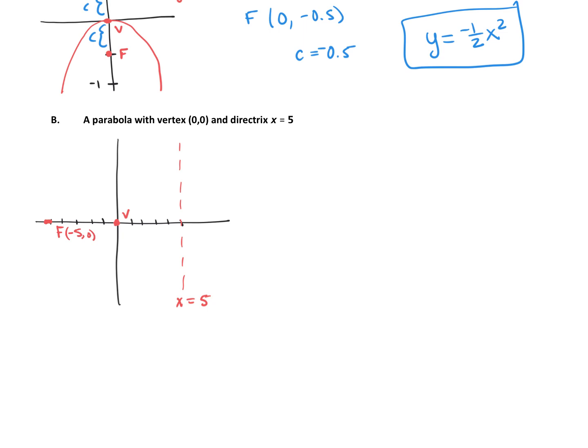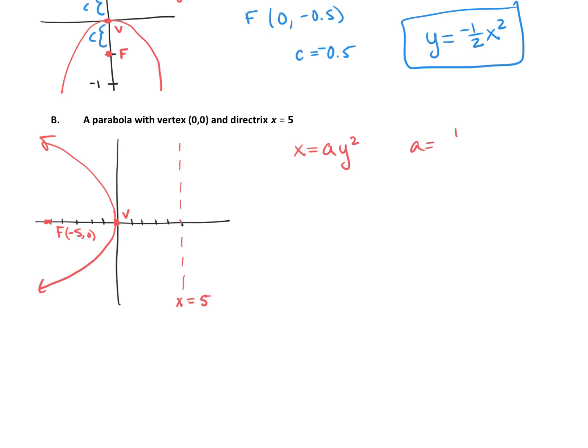This tells us that our parabola is opening to the left, because remember that the focus is going to be on the inside of it. So when your parabola opens left or right, when it has a horizontal axis of symmetry and a vertical directrix, the equation is going to be x equals a times y squared. And then we need to find the a value.